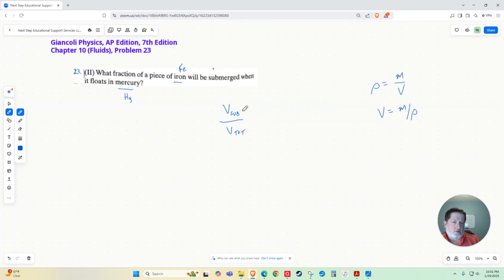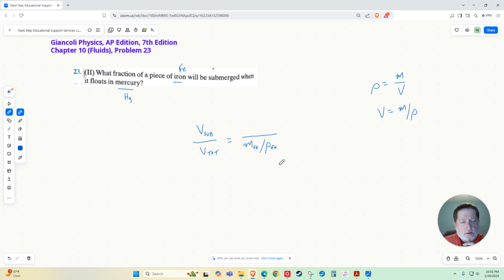When it comes to the volume, let's do the volume total first. That's actually a little easier. When we're talking about the total volume of a piece of iron, an iron bar, that would be the mass of that iron. Again, a number we don't have, but let's just hope that something will cancel. Divided by the density of that iron. Easy enough.